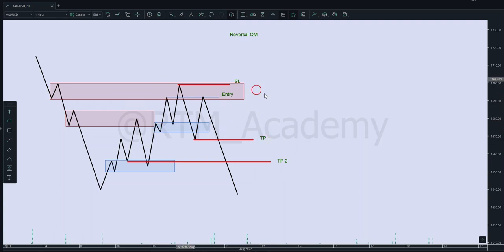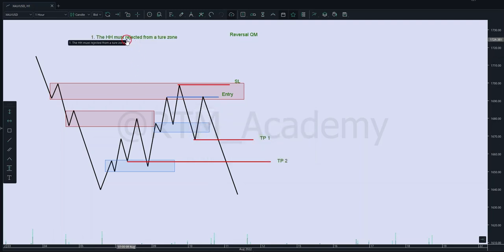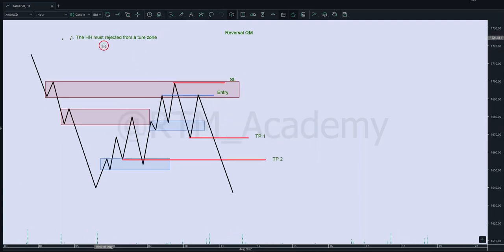So this is the schematic of the QM, but what are the good conditions of a good QM? So the first condition, I wrote it down here. The first condition for having a good QM is that the higher high must be rejected from a true zone. This is our first condition for having a good QM.